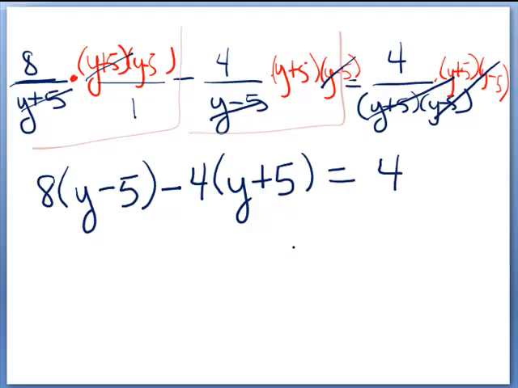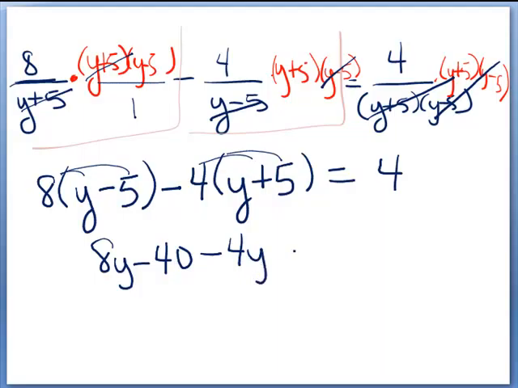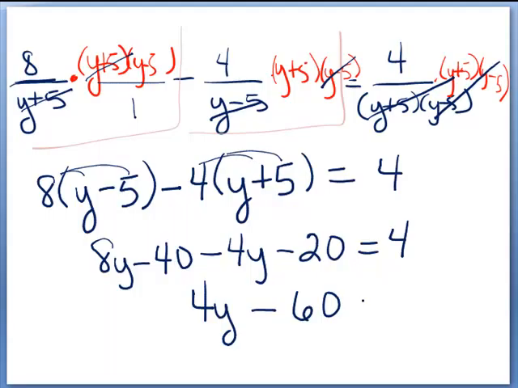Then let's solve it. We have an equation that we can solve, a linear equation. So let's distribute the 8. We have 8y minus 40. Then we're going to distribute the minus 4 to the y and the 5. We have negative 4y minus 20 equals 4. And let's solve. On the left side, combine like terms. We have 4y minus 60 is equal to 4.